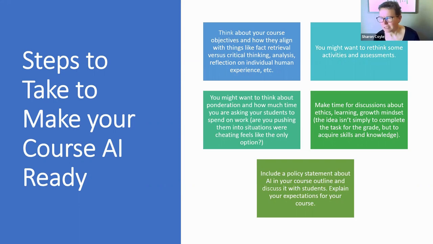So you need to think about your course objectives and how they align with things like fact retrieval versus critical thinking, analysis, reflection on individual human experience, that kind of thing. If there's a lot of fact retrieval, you maybe need to shift things. You might want to rethink some of your assessments. It's connected to that first box. You might want to think about your ponderation.